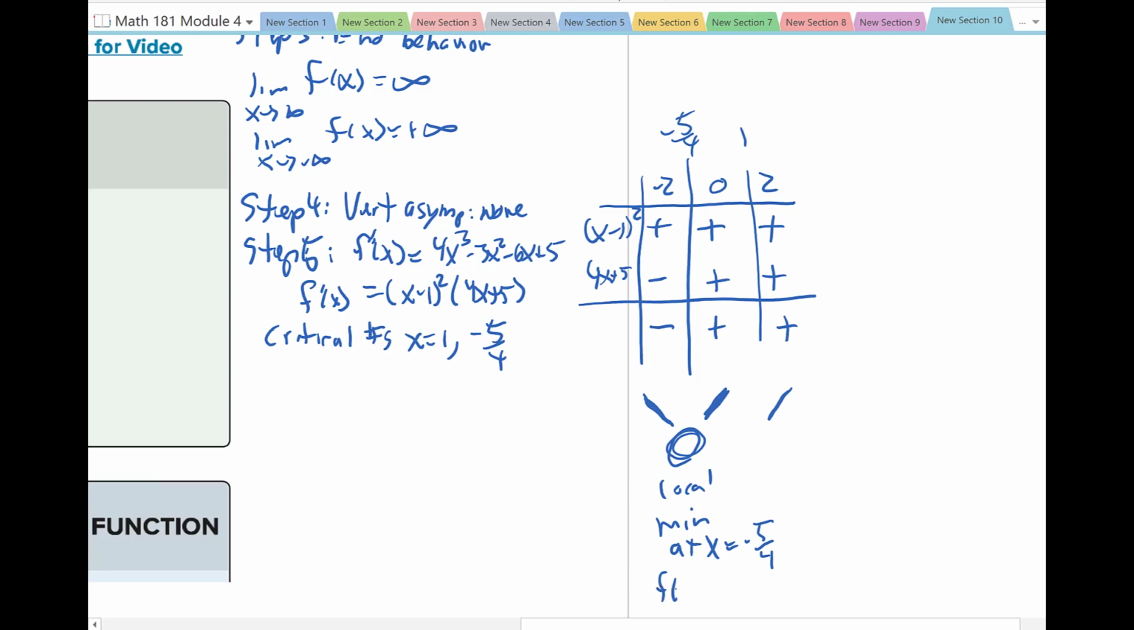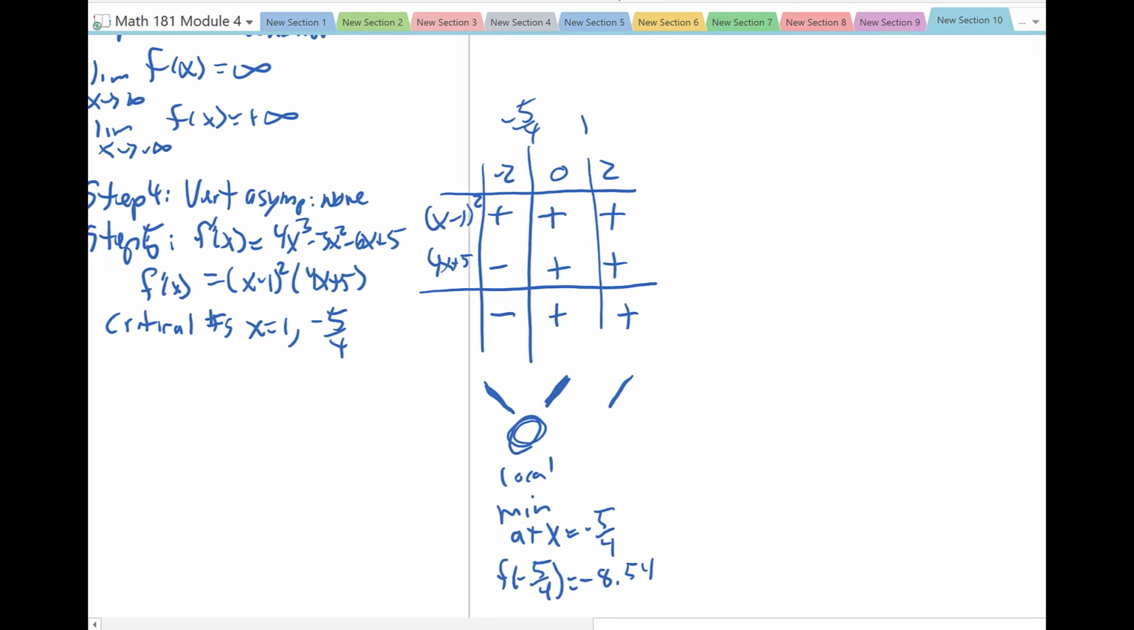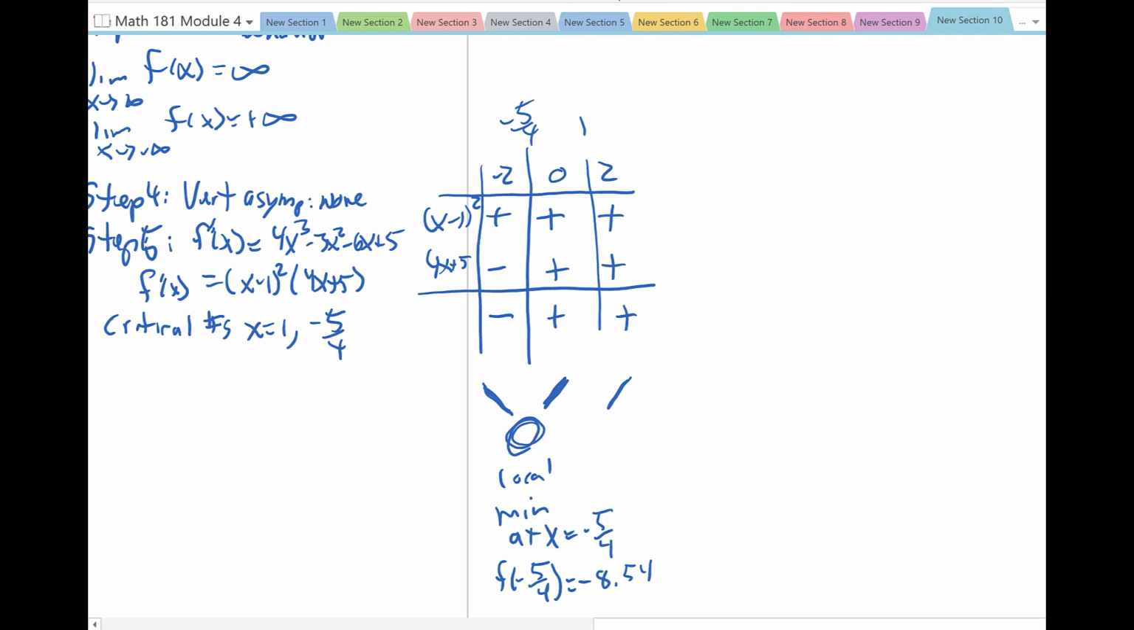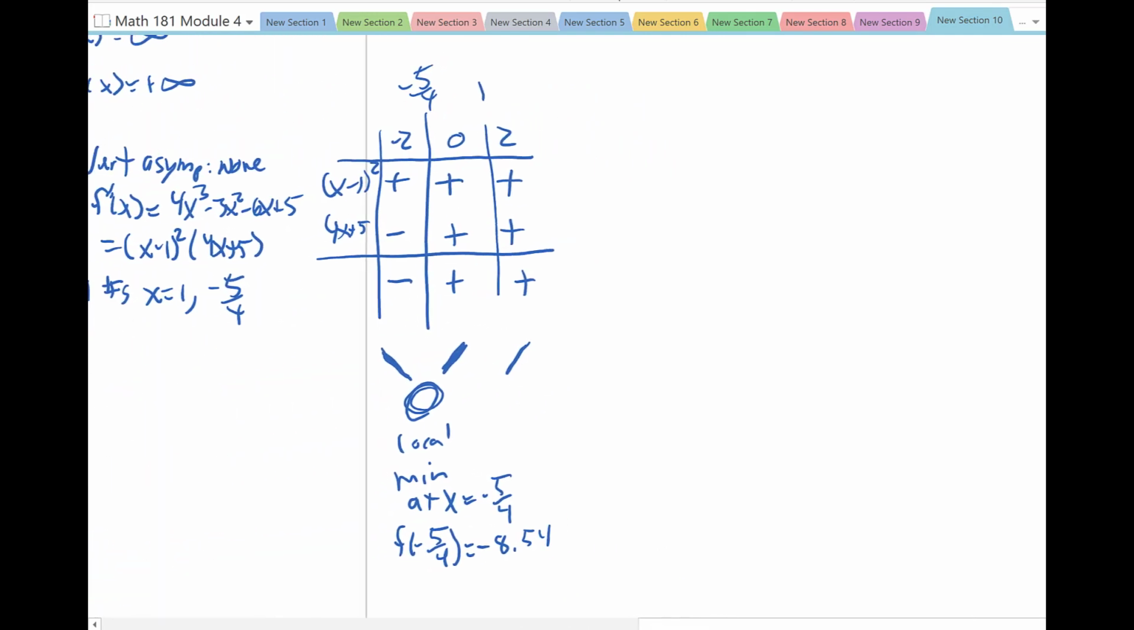And that f of -5/4, I put in the calculator, I got -8.54. Okay. And our next step, I'll just keep sliding. I don't know how far I can go. Feels like I'm getting close. Yeah, there's the edge.